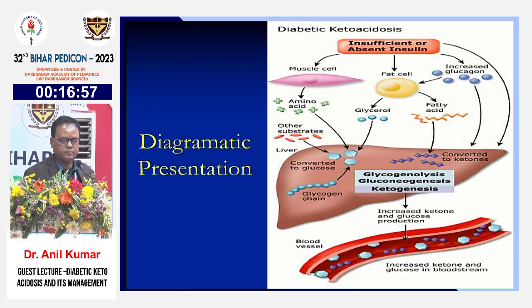This is the diagrammatic presentation of insufficient or absent insulin. If the insulin is absent, then it will affect the muscle cell and the fat cell, and this will cause increased glucagon production. This all will cause the formation of glucose, through glycogenolysis, gluconeogenesis, and ketogenesis. Also, this increased glucagon will convert the fatty acid into ketone. And this goes into the blood, and there is an increased ketone and glucose in the bloodstream.